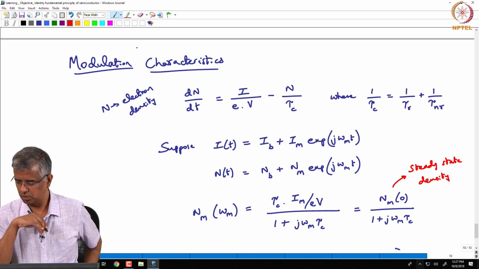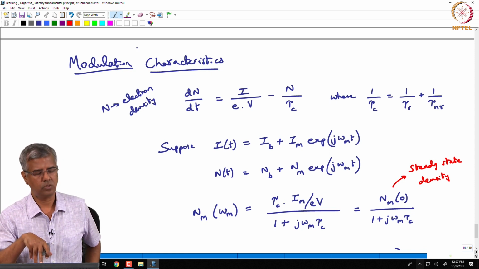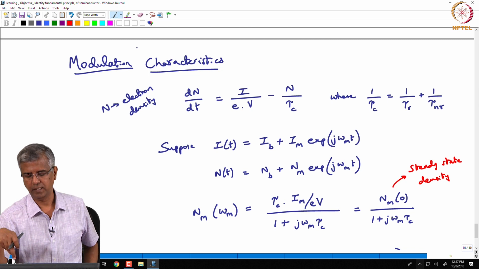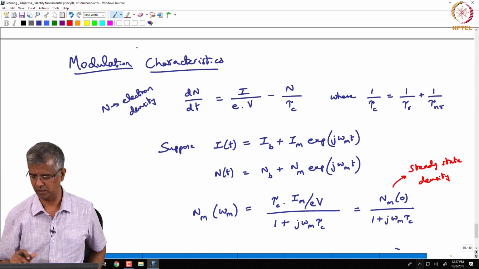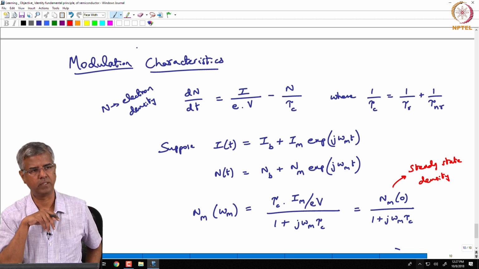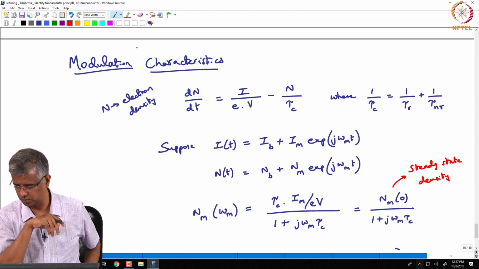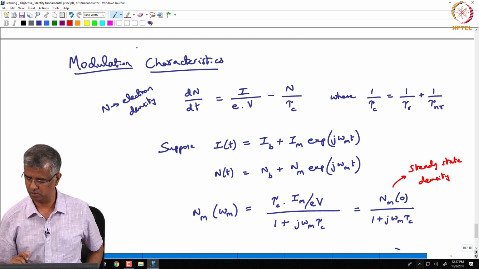So, how do I find the steady state density? What happens to dn over dt if I look at its steady state? That is, I will equate it to 0. Then I would just basically have Nm of 0, which corresponds to Im over Ev multiplied by tau c, right. So, I can just represent the numerator as Nm of 0.